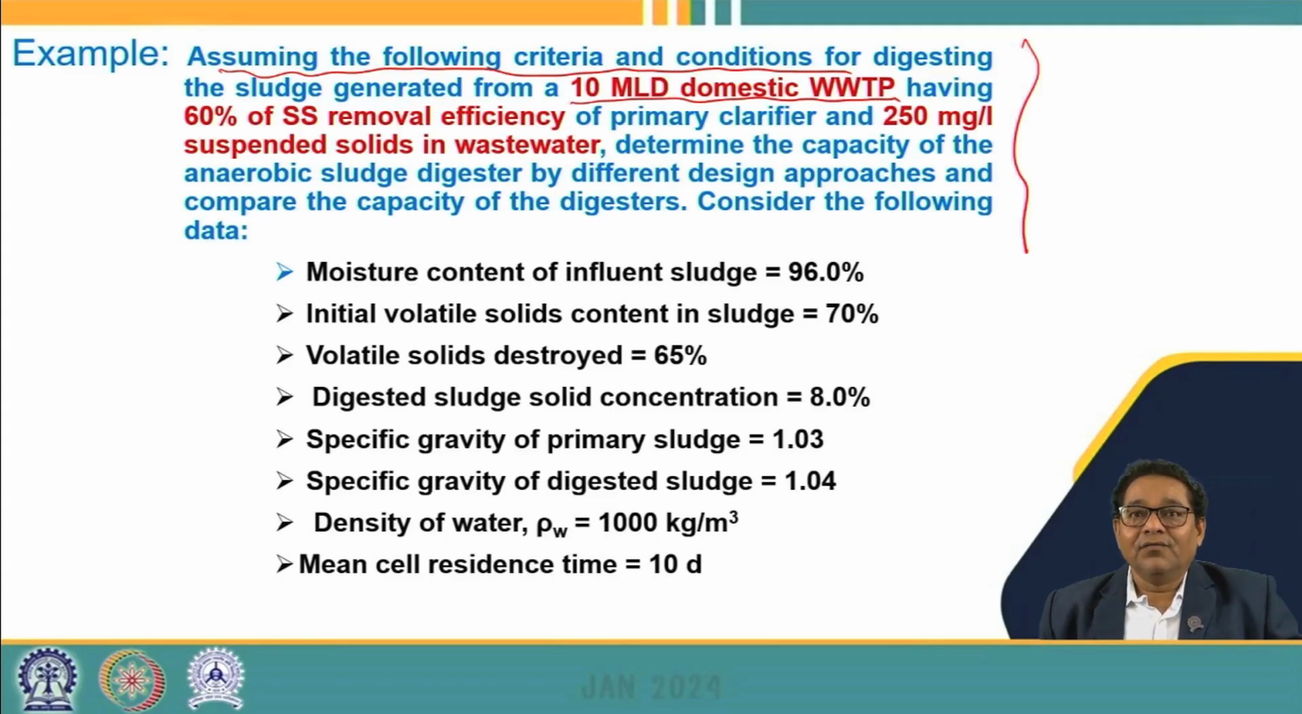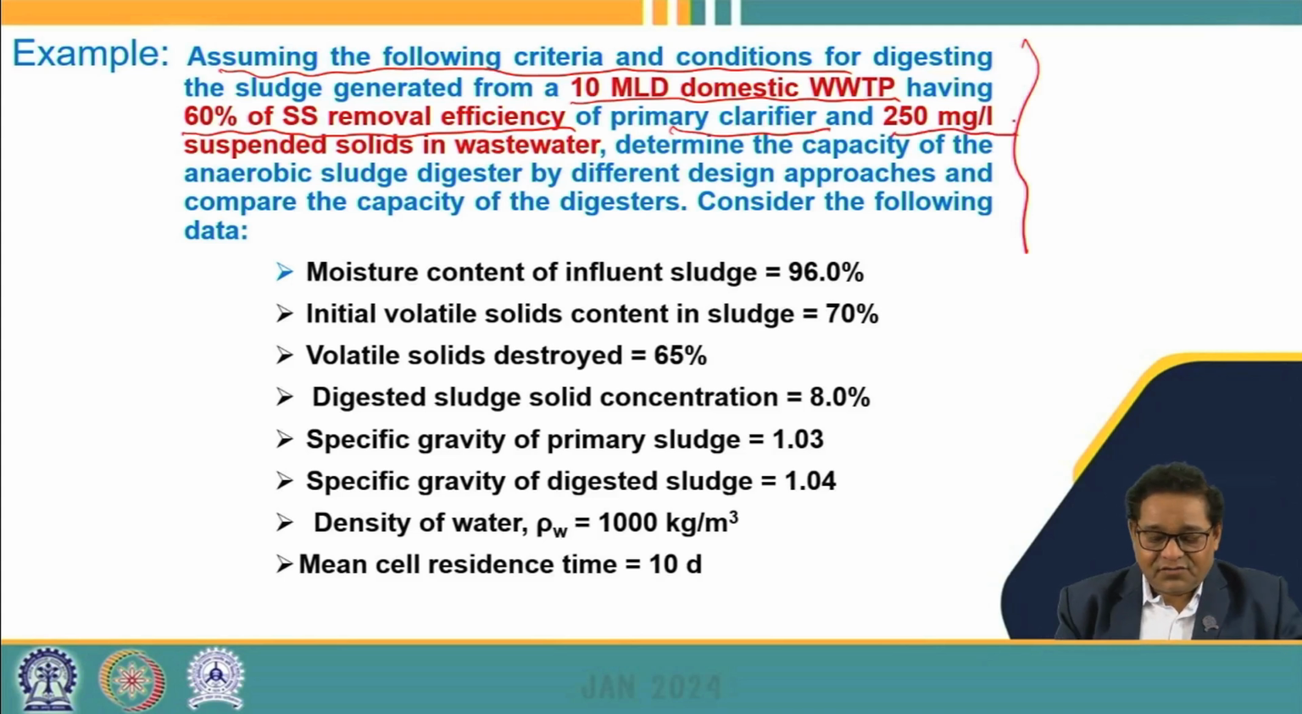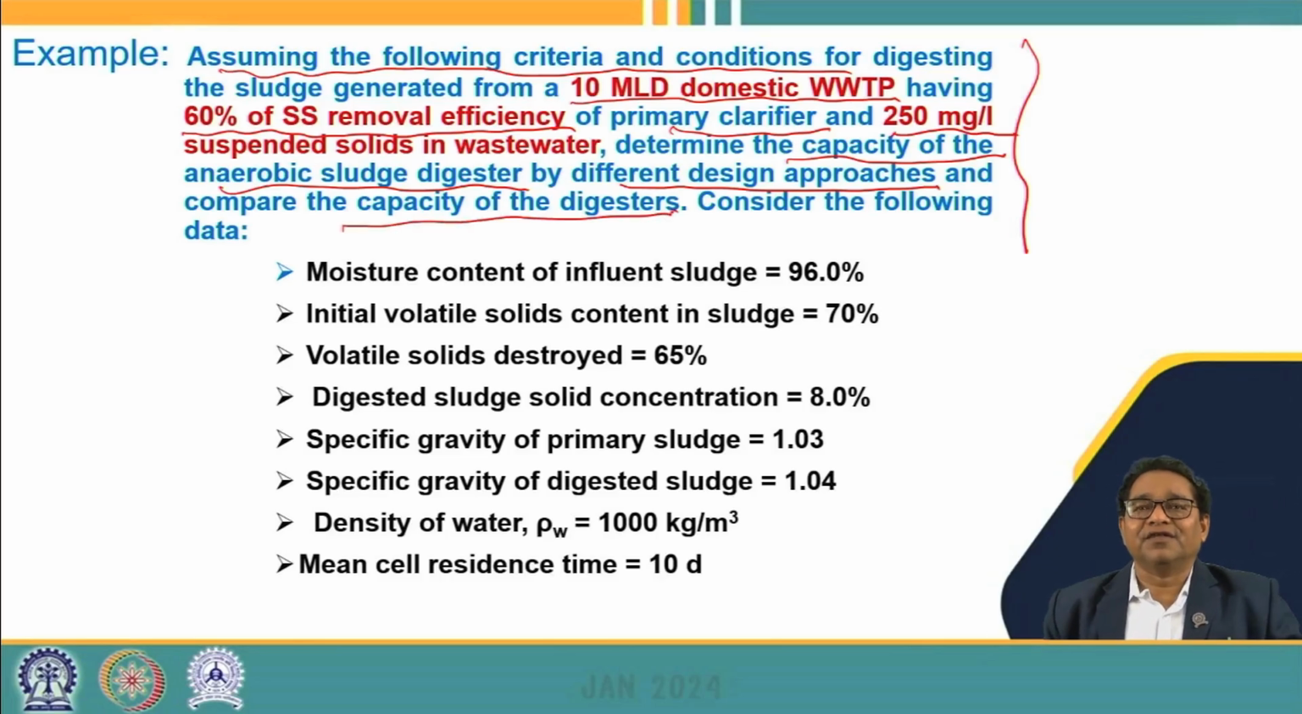The flow we have got is 10 MLD of wastewater treatment plant, having 60% suspended solid removal efficiency. So 60% of the suspended solids are removed in the primary clarifier, from where the sludge will be generated, and the initial suspended solid concentration given is 250 milligram per liter in the wastewater. Then we have to determine the capacity of the anaerobic digester by using different approaches, compare the capacities and give your comments.